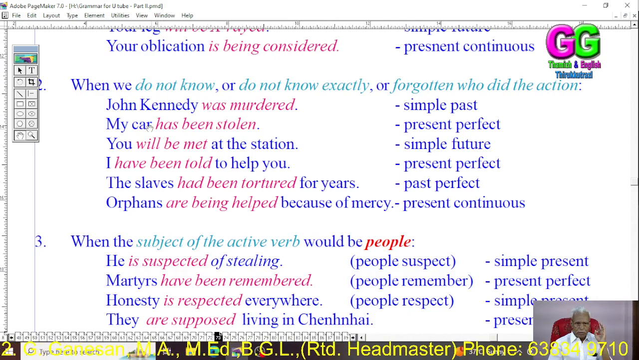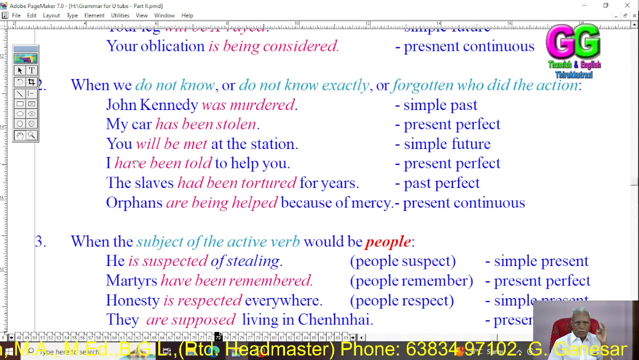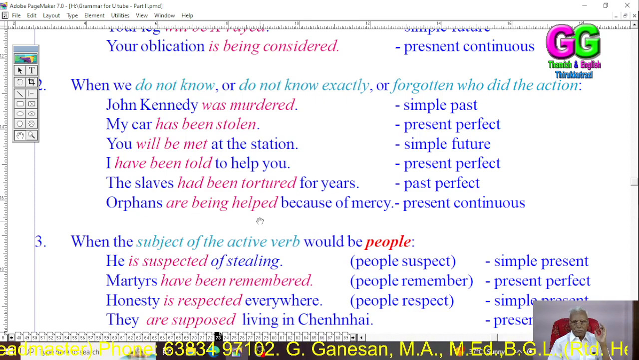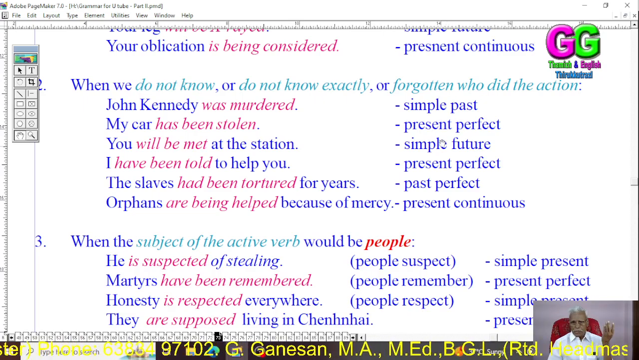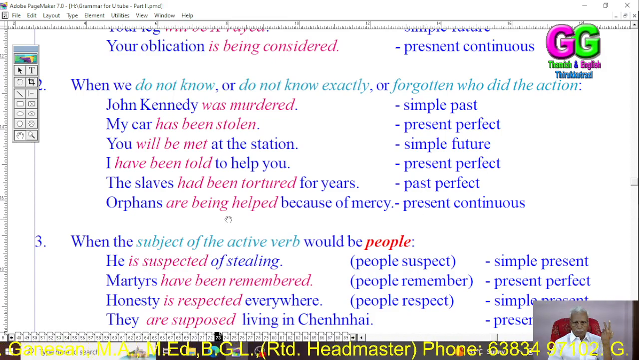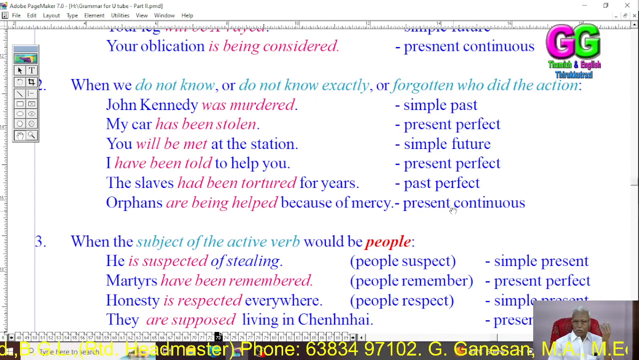John Kennedy was murdered. My car has been stolen. You will be met at the station. I have been told to help you. The slaves had been tortured for years. Orphans are being kept because of mercy. Simple past, present perfect, simple future, past perfect, and present continuous. I mean, present continuous, not present perfect continuous.